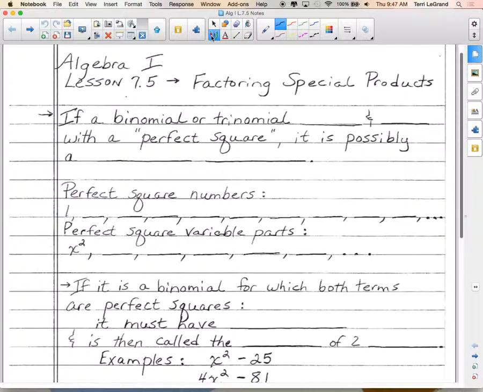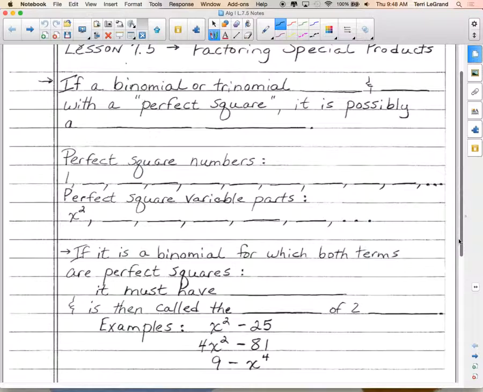a special product, okay? So, here's how we're going to determine if we have the special products even at all. If a binomial or a trinomial begins and ends, so in a binomial it would be both terms, in the trinomial it would be the first and the third. If the binomial or trinomial begins and ends with a perfect square, what does that mean, perfect square? Something times itself would get you that perfect square, right? In other words, whenever you multiply something times itself, the result has to be a perfect square. Okay? So if it begins and ends with a perfect square, notice what it says here. It is possibly, not always, but it is possibly a special product.